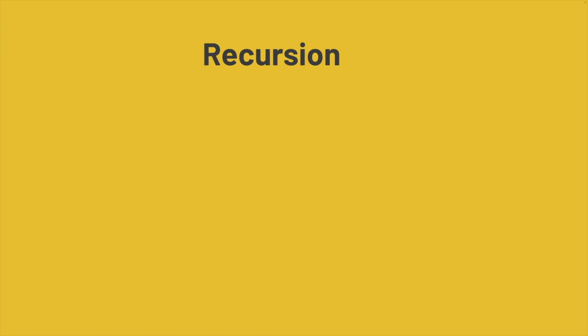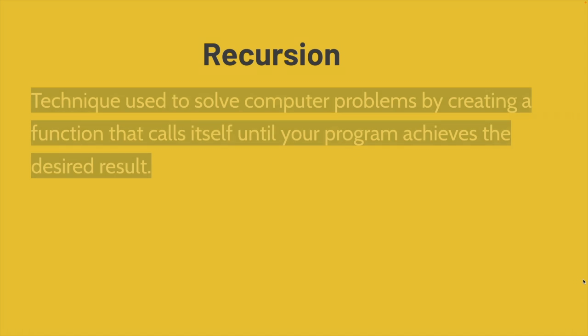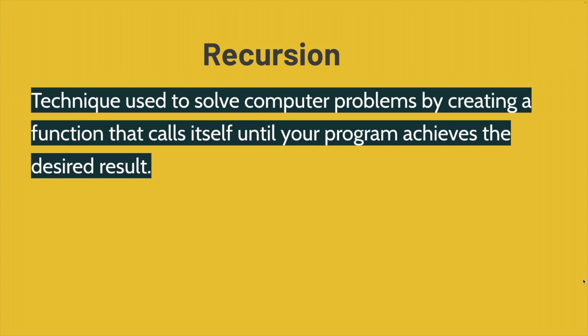Before we get into solving the actual factorial problem, first let's review what recursion is quickly, since we will be using it to solve the problem. Recursion is a programming technique used to solve computer problems by creating a function that calls itself until your program reaches the desired result. Recursion consists of two parts.